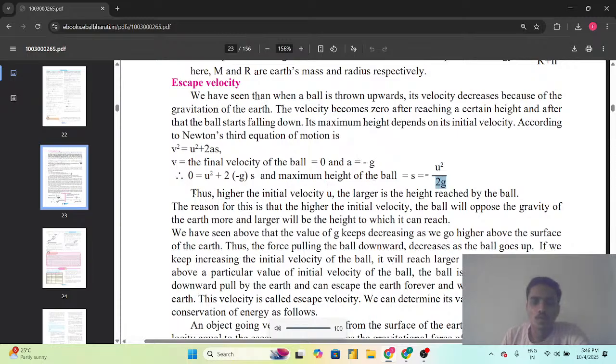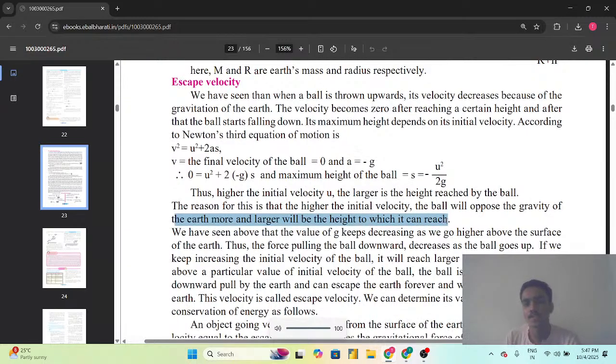So what this statement says is that as we increase the initial velocity of an object, the height that object reaches will also increase, as we can see in the formula, that s is directly proportional to u square. That means if the initial velocity increases, then the height will also increase. The reason is that the higher the initial velocity, the more the ball will oppose the gravity of the earth, and the larger the height to which it can reach.